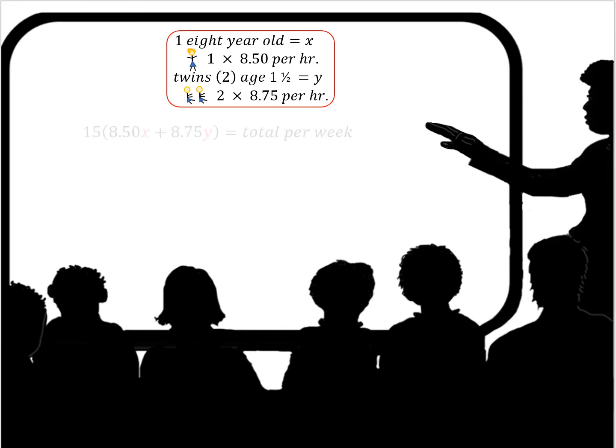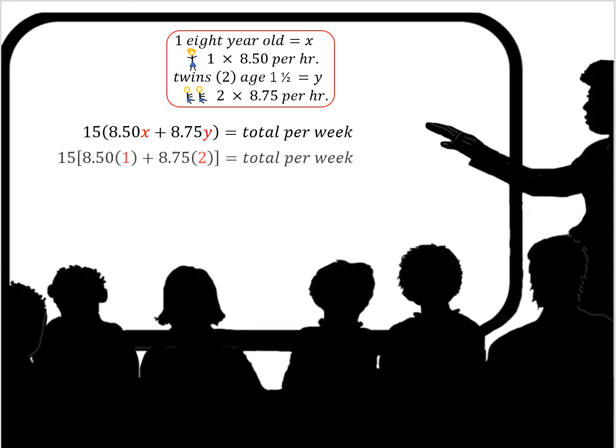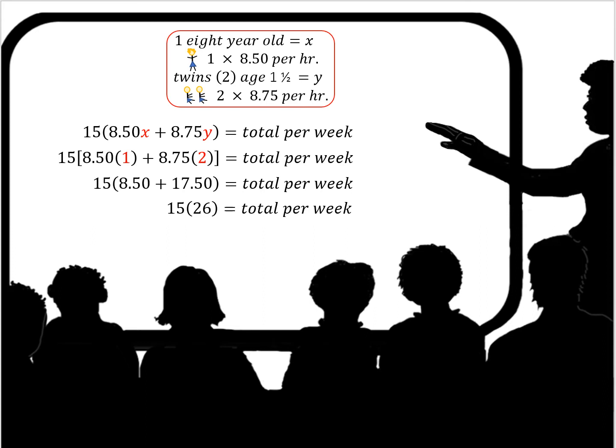So we have one 8-year-old, that's our x, that's 1 times $8.50 per hour. And then we have twins. Twins means there are 2 children, age 1.5, and that's going to be our y variable. That's times $8.75 per hour. So we have our 15 hours that they need Kelsey per week. We have the $8.50 times the number of children that are 3 years and above. We have 8.75 times the number of children that are ages 2 and less.